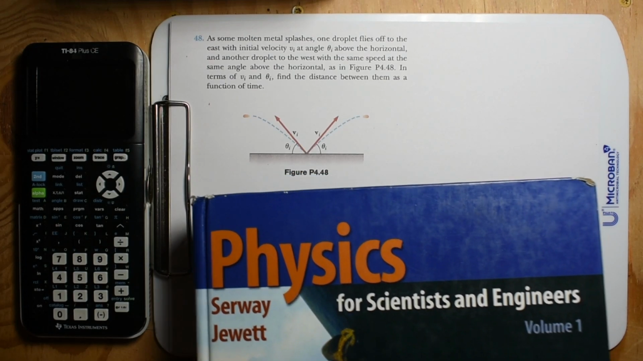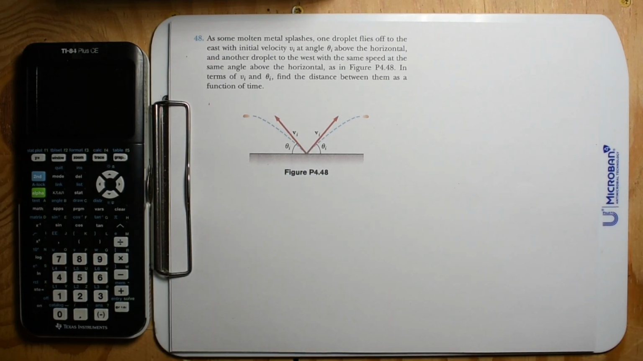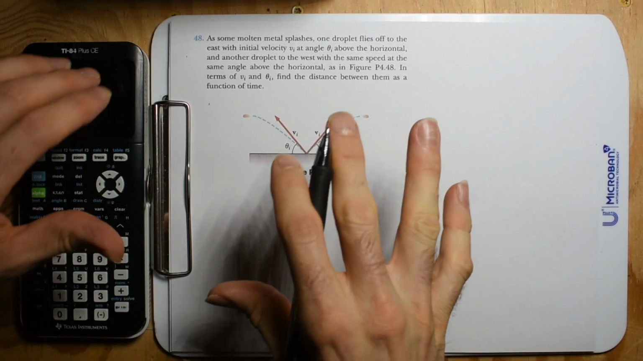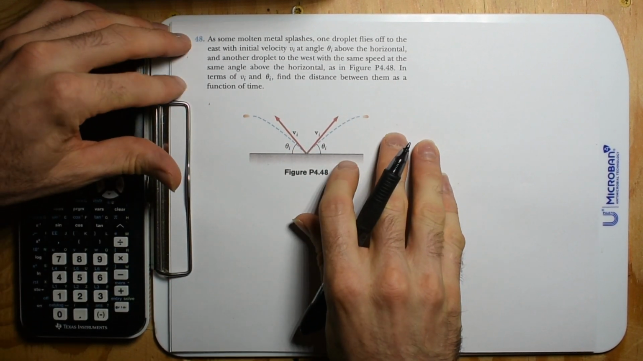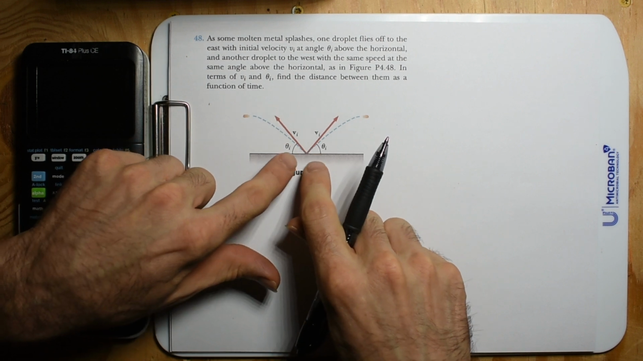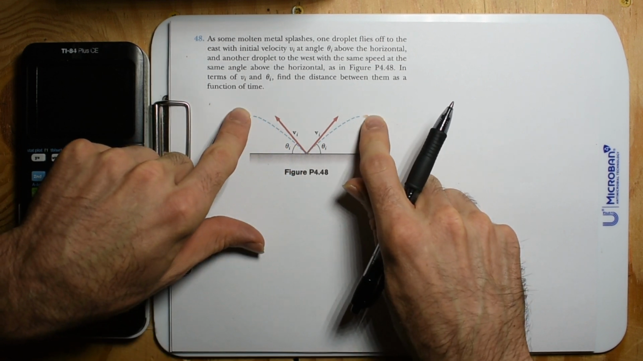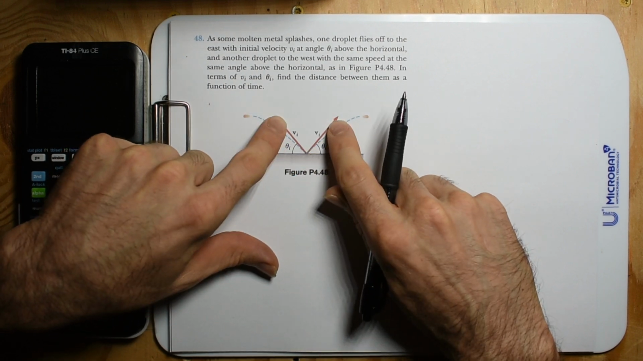Alright, we have physics, and what we're going to do is... I read this problem once just about 5 minutes ago, and we're just going to do it from scratch. So we have molten metal, and it splashes. Two droplets, at the same time, one flies that way, one flies that way. So they have an initial velocity.